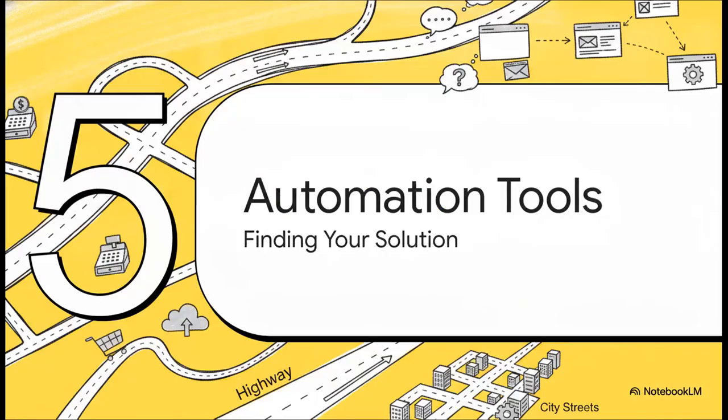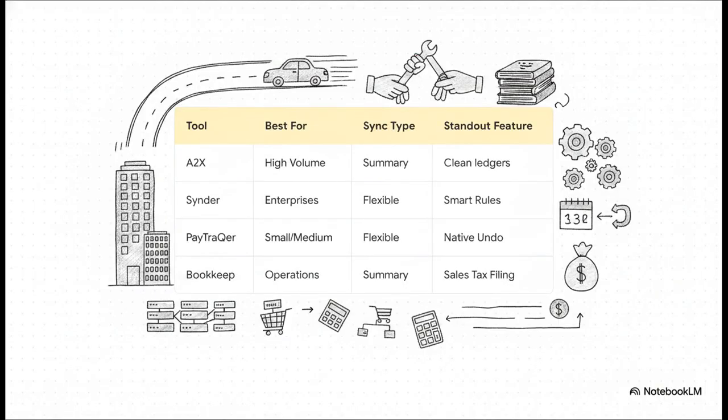Section 5. Choosing your automation tool. Now, what's really interesting about this slide is how these philosophies play out in the real world. The market has really segmented to offer solutions for basically every type of business. Looking at the landscape, EduX, for example, is super famous for being a master of the summary sync, perfect for high-volume sellers who want squeaky clean books cruising down the highway. Synder, on the other hand, leans heavily into enterprise features and complex ERP system integrations. Meanwhile, PayTraQer and Bookkeep offer some pretty unique flexibilities that we should definitely look at more closely.